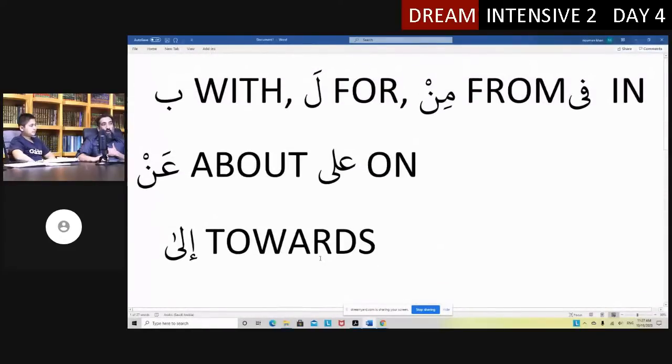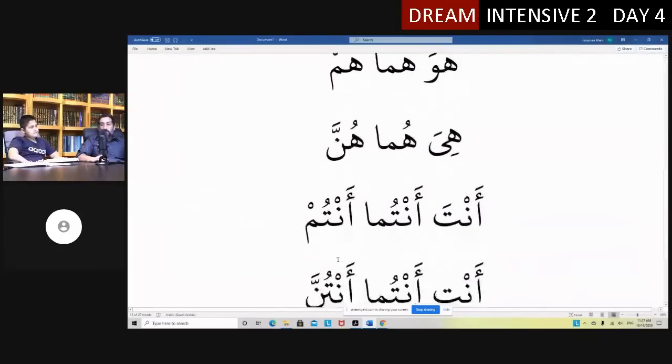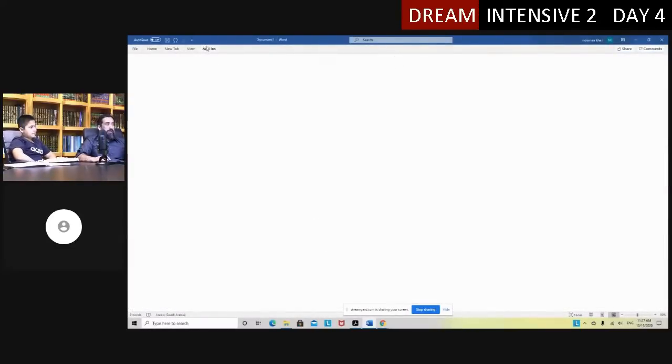We didn't translate all the harf of jar. I just translated the ones that come with pronouns for now. So ba means with, la means for, min means from, fi means in, an means about, ala means on, ila means towards. You won't remember that right away, but we practiced quite a bit, and you saw how much we can do with it. Let's see how much we can actually do with it.